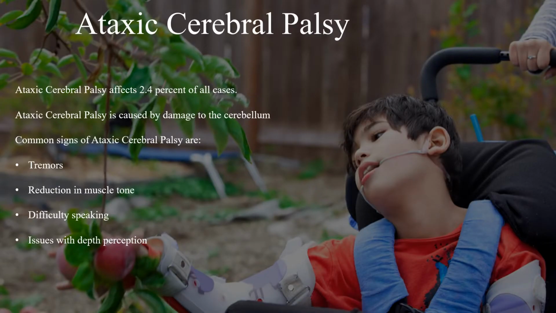Ataxic cerebral palsy affects 2.4% of all cases. Ataxic cerebral palsy is caused by damage to the cerebellum. Common signs of ataxic cerebral palsy are tremors, reduction in muscle tone, difficulty speaking, and issues with depth perception.